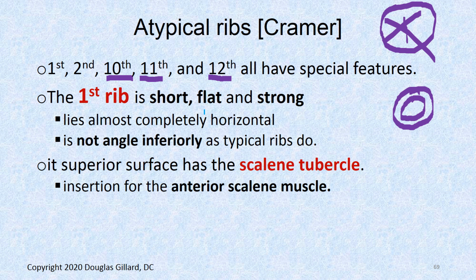But rib 1 is interesting. First of all, it's got a full costal facet. It doesn't have a superior costal demifacet. We said that. But the shape of it is weird. It's very short, very flat, and very strong. It lies almost completely horizontal in the body, which is weird. It's not angled inferiorly like most of the ribs are. And its superior surface has a nice muscle attachment for the scalenus anticus, or the anterior scalene muscle. And that's called the scalene tubercle.